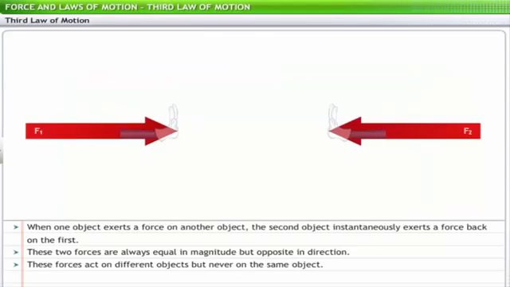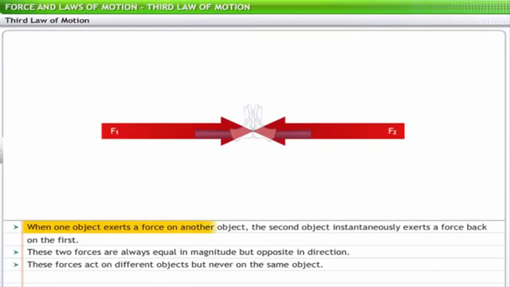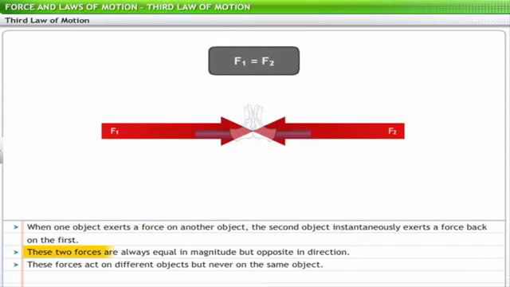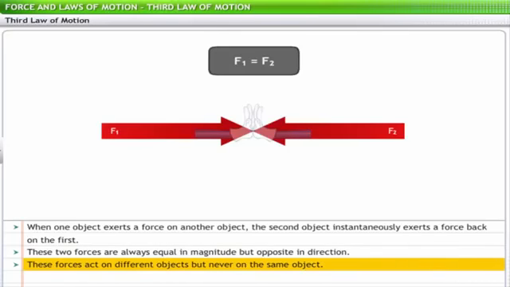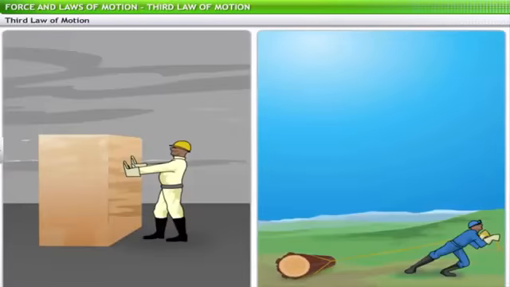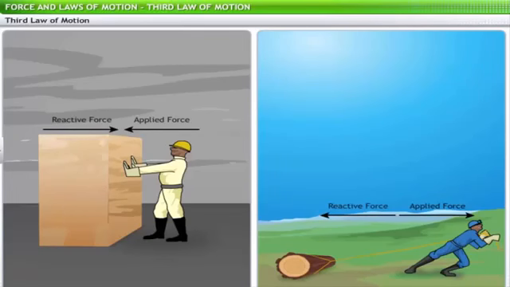Newton's third law of motion, also known as the Law of Reactive Forces, states, when one object exerts a force on another object, the second object instantaneously exerts a force back on the first. These two forces are always equal in magnitude but opposite in direction. These forces act on different objects but never on the same object. According to this law, if we push an object, it pushes us back. And if we pull it, it pulls back with a force of equal magnitude.